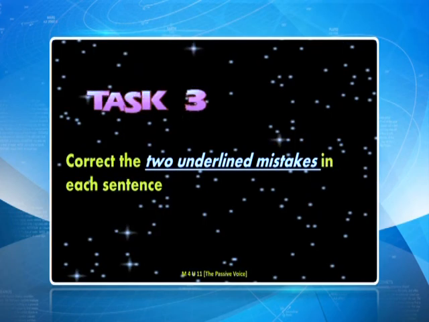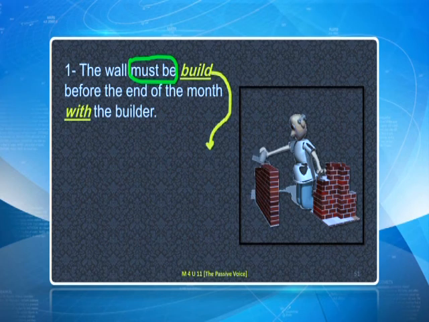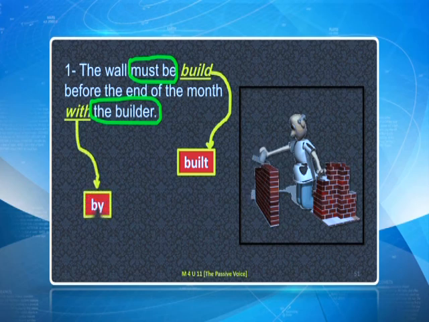Now the last task, task 3, correct the 2 underlined mistakes in each sentence. The wall must be built before the end of the month with the builder. Here we have the modal must followed by be. So build here is put in the infinitive, which is not correct. The correct answer is built, putting in mind that must be followed by the past participle of the verb. And here we have the builder, so he is the doer, which comes at the end of the sentence. It must be preceded by the preposition by.